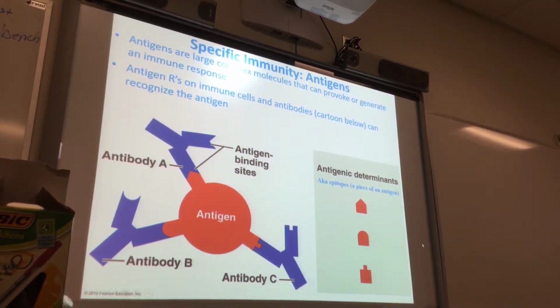Antigen receptors on immune cells and free-floating antibodies in the blood can recognize the antigen. So, for example, this would be a free-floating antibody in the blood. It's an antibody, the blue thing. But this blue antibody could also be stuck to a B cell. And if this were stuck to a B cell, it would be called an antigen receptor on a B cell.